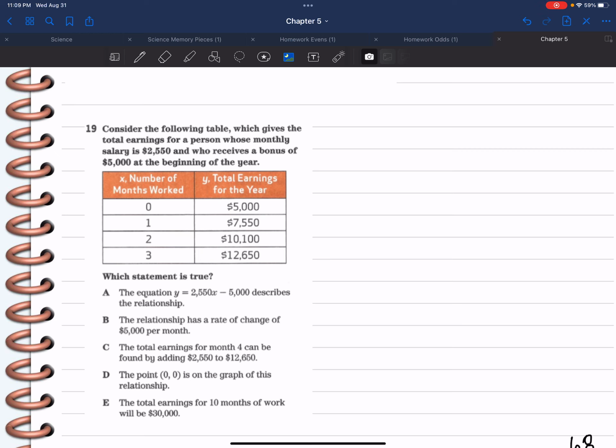Consider the following table, which gives the total earnings for a person whose monthly salary is $25.50 and who receives a bonus of $5,000 at the beginning of the year. So X is the number of months worked and Y is the total earnings for the year. I would like to know the unit rate. But I need to be careful here.